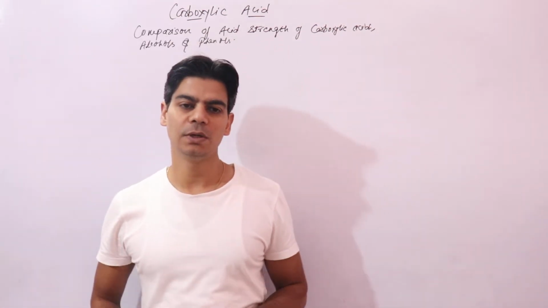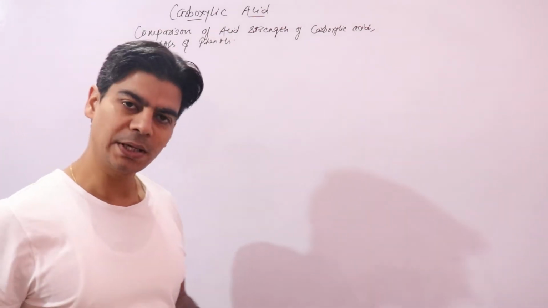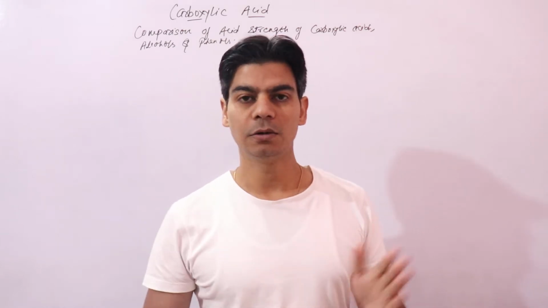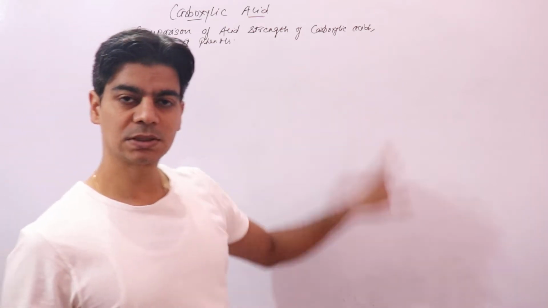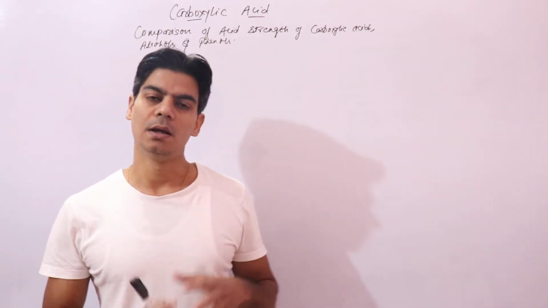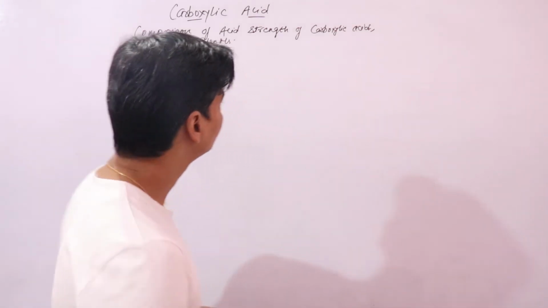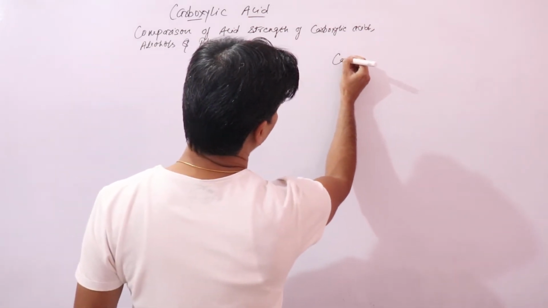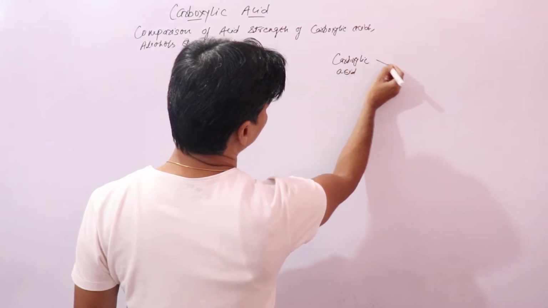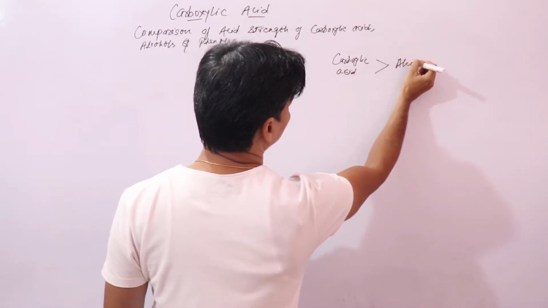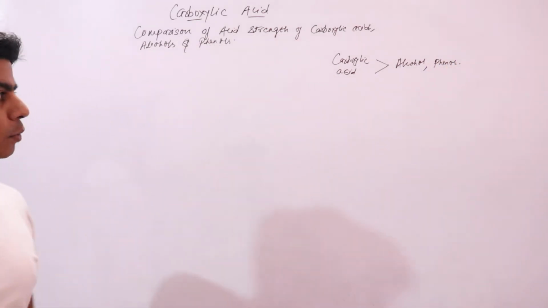Hi everyone, in today's class we will compare the acid strength of carboxylic acids with alcohols and then with phenols. To start with, carboxylic acids are more acidic than alcohols and phenols. We will look into the reason why. So we'll write it here that carboxylic acids are more acidic than both alcohols and phenols.